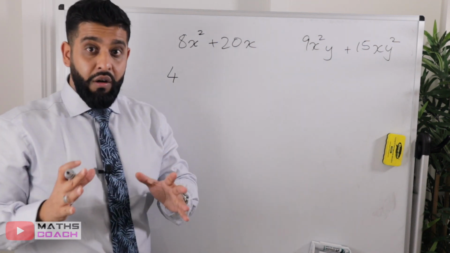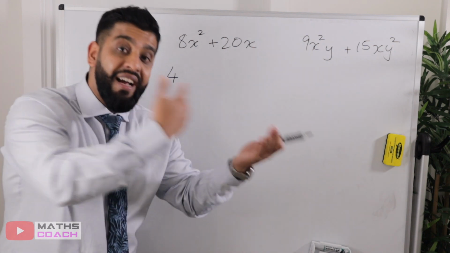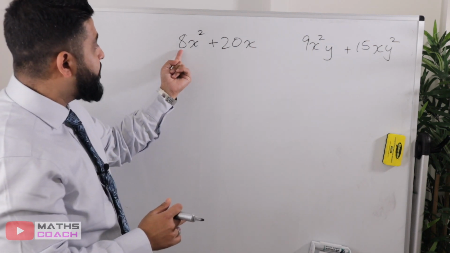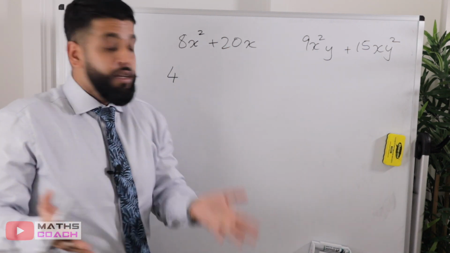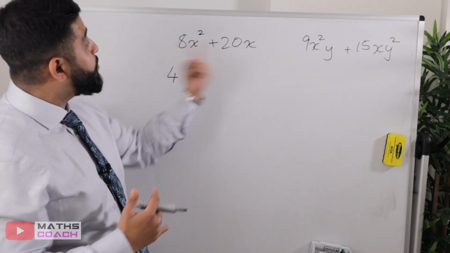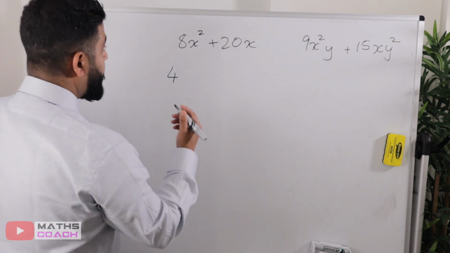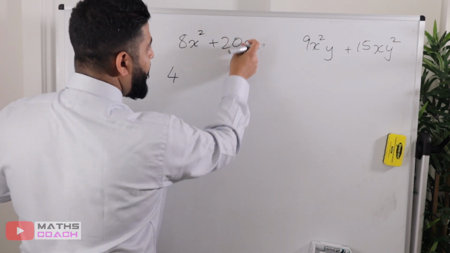Now, before we commit to writing 4, just check that nothing else goes into 8 and 20, okay? Now, of course, there are other numbers, like for example, 8 goes into 8, but 8 doesn't go into 20, so that's why we can't use 8. So 4 is the number that goes into both of them, okay? And it happens to be the highest common number that goes into both of them. Right, now between the letters, we have x squared here, and we have just x here.